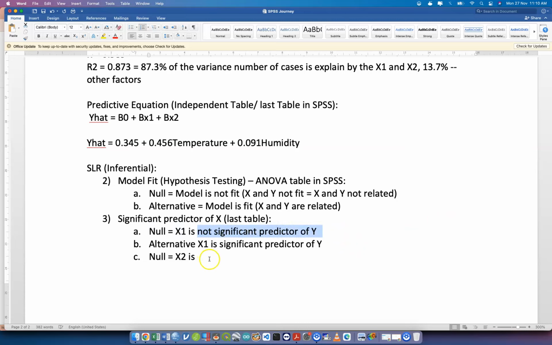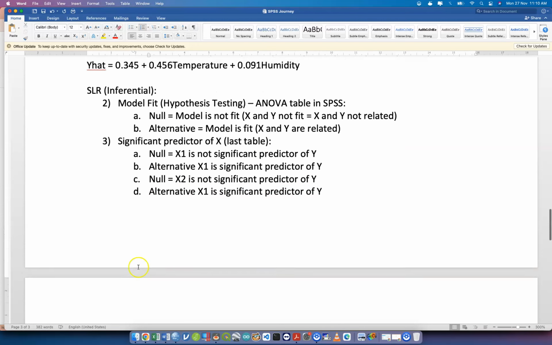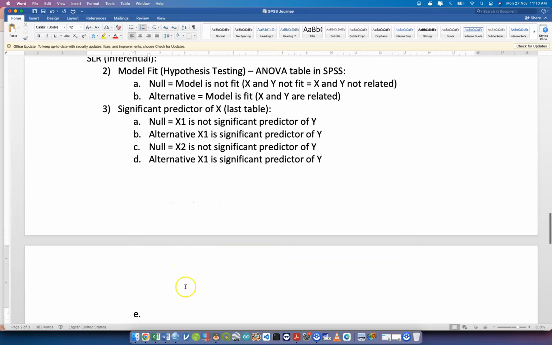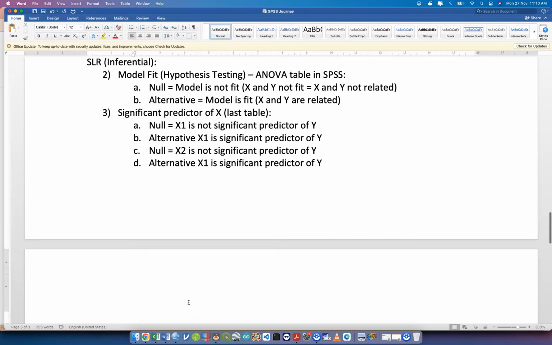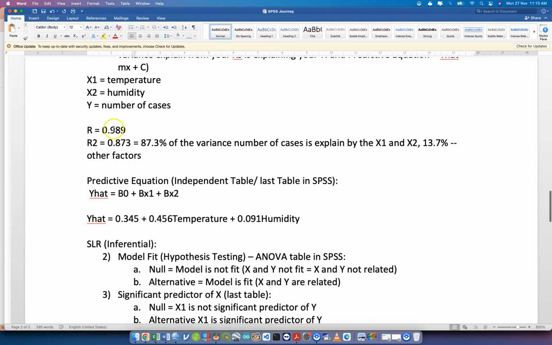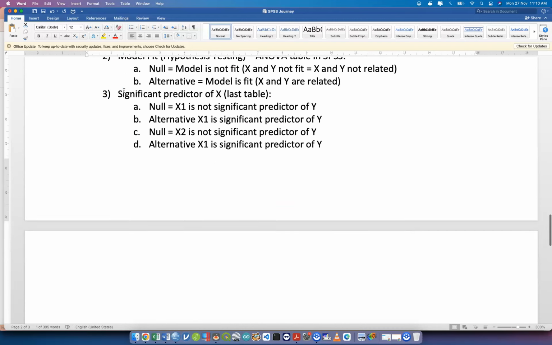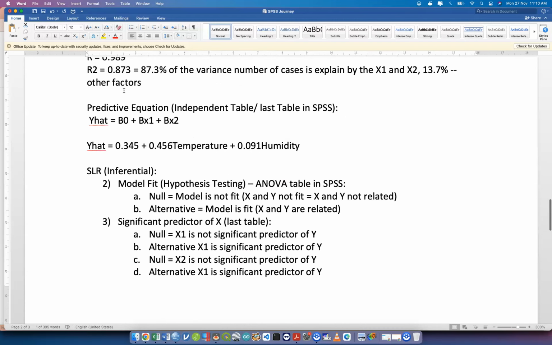So the concept here is still the same: we have to reject or fail to reject the null hypothesis with regard to the assumption of the significant predictors. Sometimes the significant predictor might have a relationship with only X1 but not X2. So this is an example of what you will learn shortly. Without further ado, let us go into the data and see how we want to analyze it and get the benefit out of it.